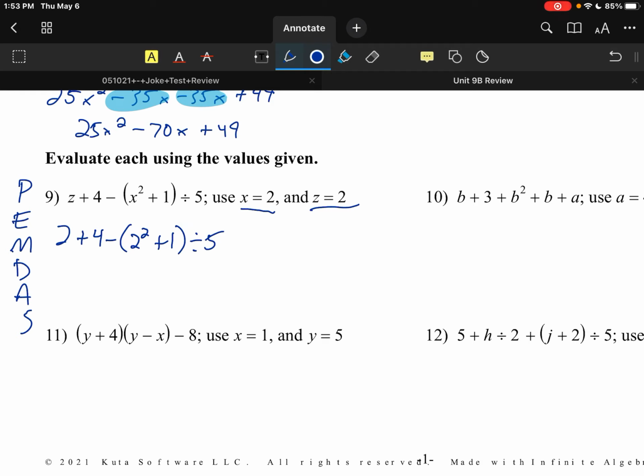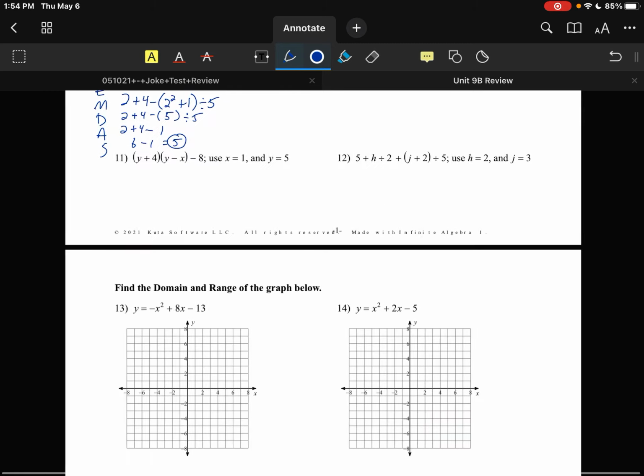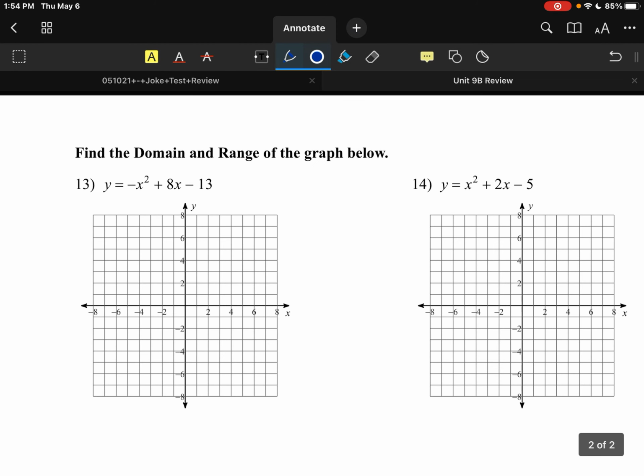Okay. So do the parentheses first. So 2 plus 4 minus, 2 squared is 4 plus 1. So that's 5 divided by 5. And then you take care of any multiplying or division. So 2 plus 4 minus 5 divided by 5 is 1. And so then you just go straight across. So 2 plus 4 is 6 minus 1 equals 5. Do that with every other problem, 10, 11, 12. Okay? Almost done here.